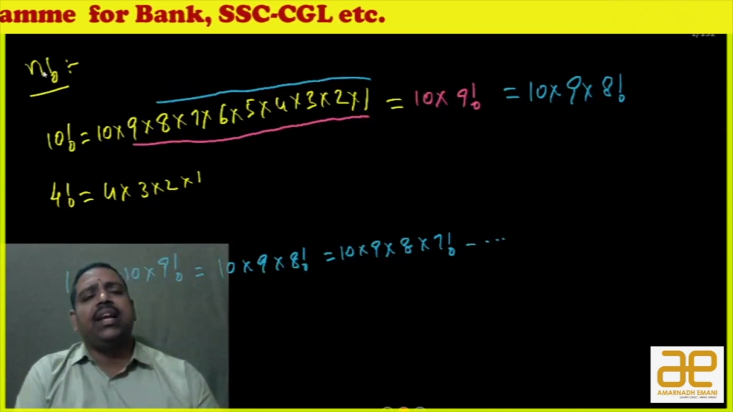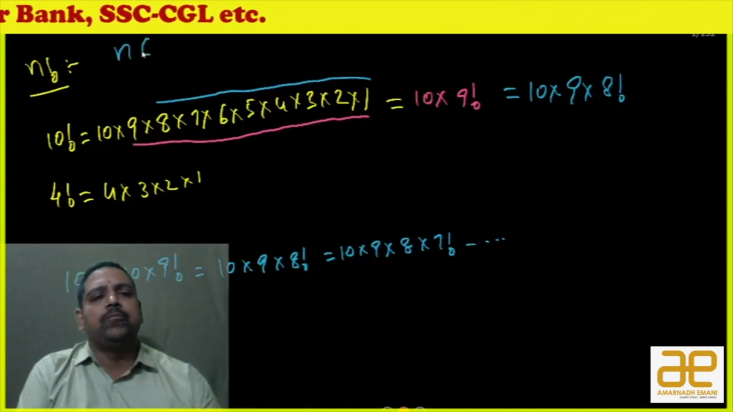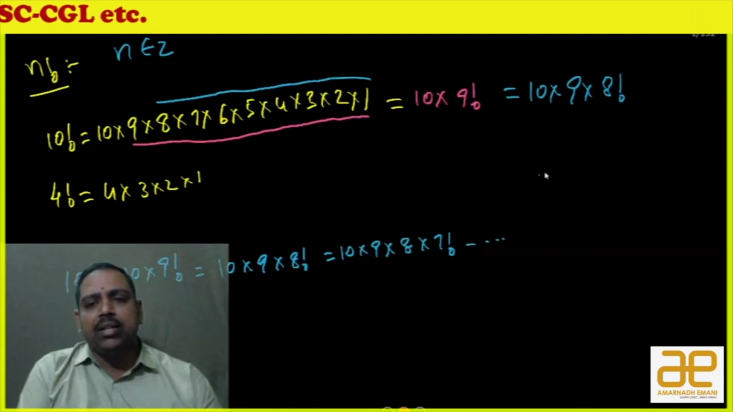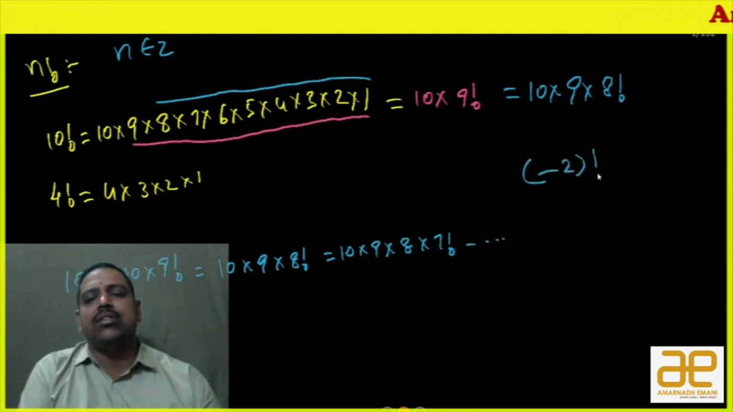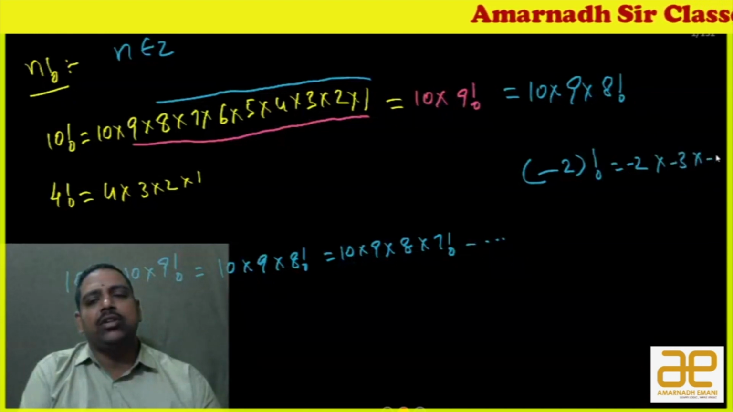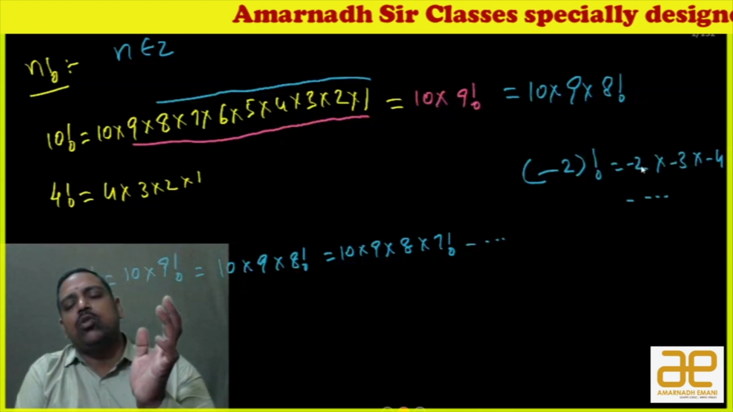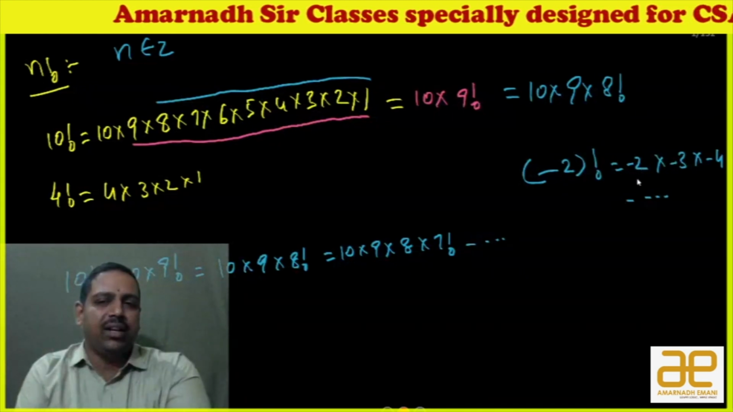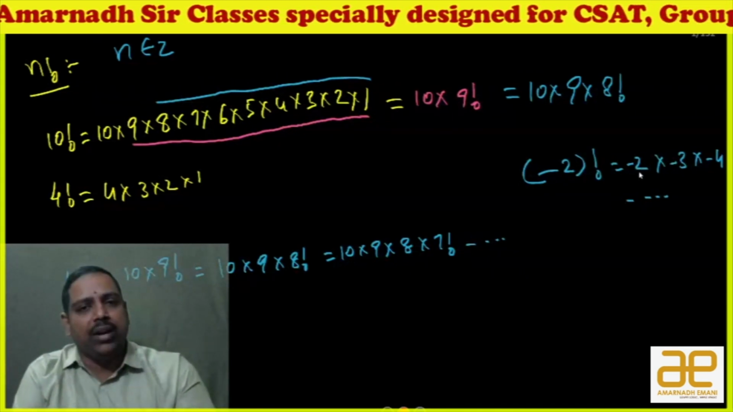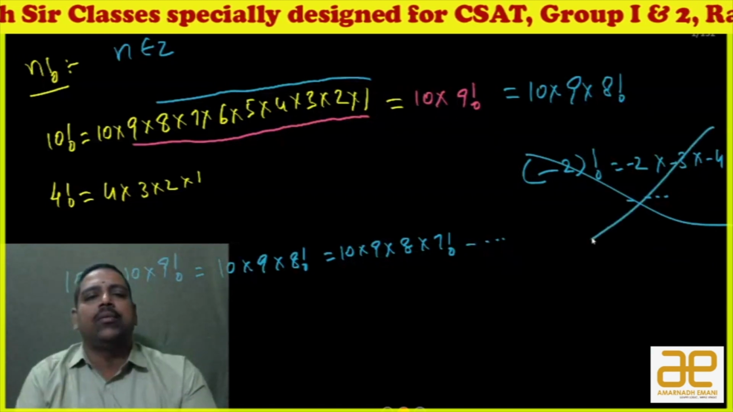Remember, when you're writing n factorial, n should be a whole number. Because if I take, suppose, minus 2 factorial, it doesn't work because minus 2, if you reduce 1, will be minus 3, if you reduce 1, it will be minus 4 and so on, right? So in the negative, it will never come to 1. That's why this is not possible.